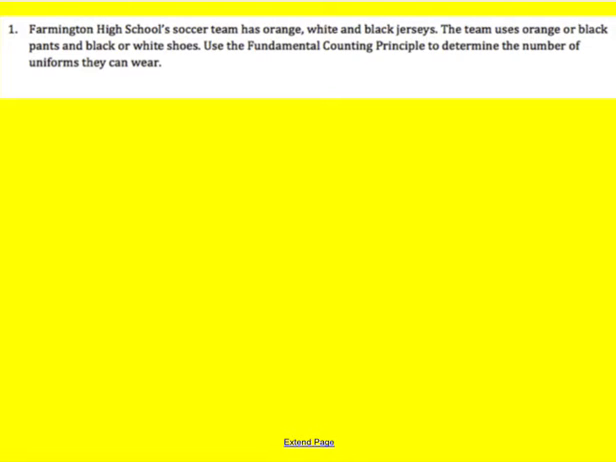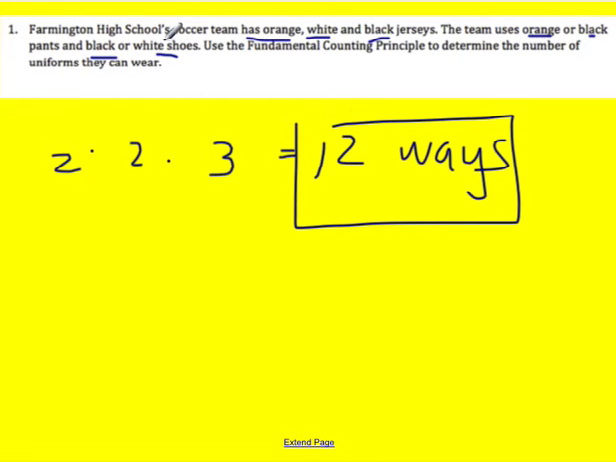Taking a look at this first one, it says Farmington High School soccer team has orange, white, and black jerseys. The team uses orange or black pants, so there are two options for our pants. Black or white shoes, so there are two options for our shoes. It says to use the fundamental counting principle to figure out how many uniforms they wear. They have orange, white, or black jerseys, which is three options for the colors. So really all we have to do is multiply all of our different options together. So 2 times 2 times 3 is going to give us 12 ways, or 12 different uniforms that the team could be wearing. Let's go ahead and take a look at number 2.